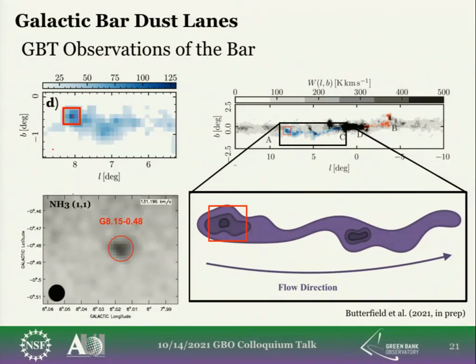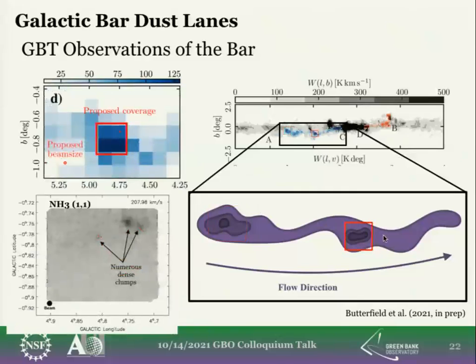That's what we were looking for: in a lot of the diffuse CO structures that you can see here in blue, is there any dense gas associated with that within the galactic bar dust lanes? And we did detect ammonia in both of our studies. So here's the gas component associated at the edge of the bar. We also had observations targeting the midpoint of the bar, as we were calling it. That's about this region right here, and we detected numerous dense clumps in this region of the galactic bar dust lanes.